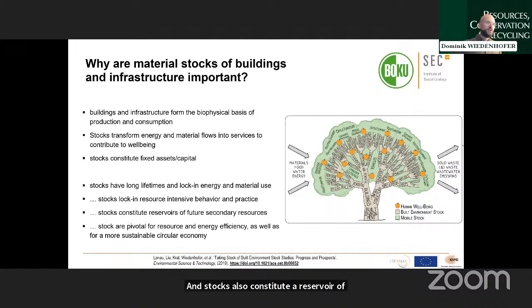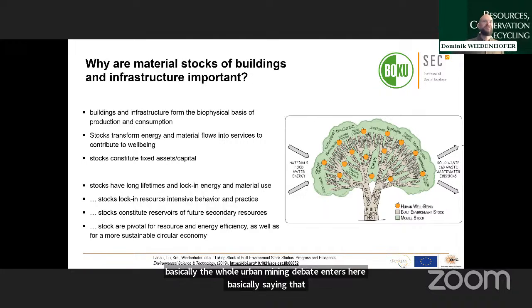So basically the whole urban mining debate enters here, basically saying: why not use the resources we already have in use whenever they come to the end of their life? Let's try to recover those instead of opening ever more primary resource mining efforts.